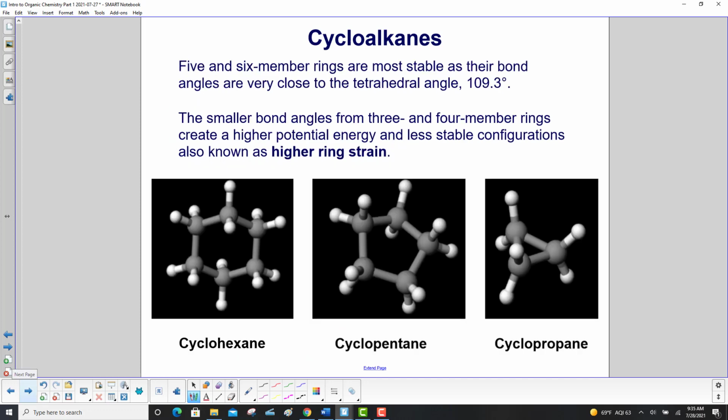5- and 6-member rings are most stable as their bond angles are very close to the tetrahedral angle, 109.5 degrees. The smaller bond angles from 3- and 4-member rings create a higher potential energy and less stable configurations, also known as higher ring strain. So we're showing here cyclohexane, cyclopentane, and cyclopropane.